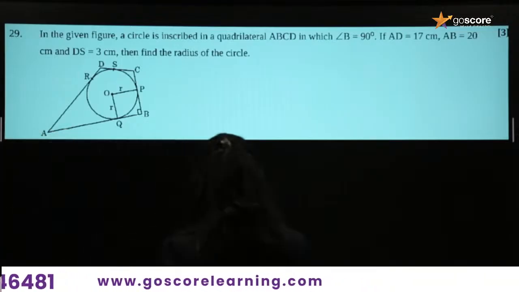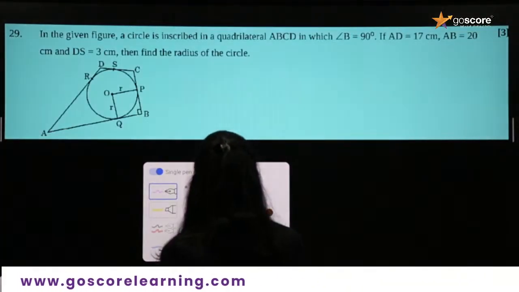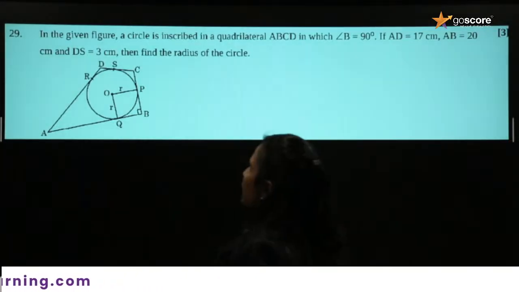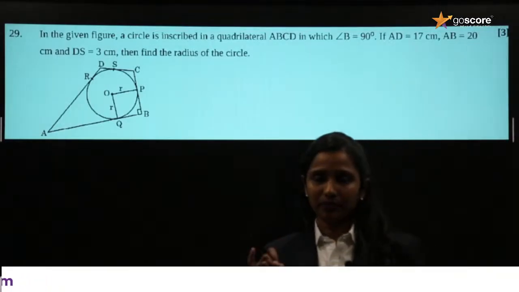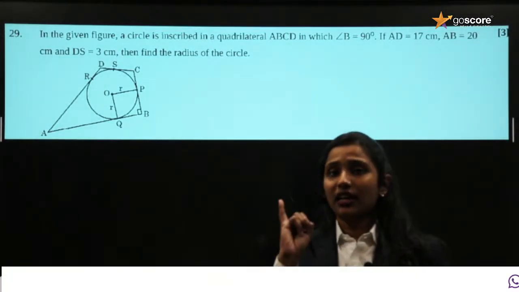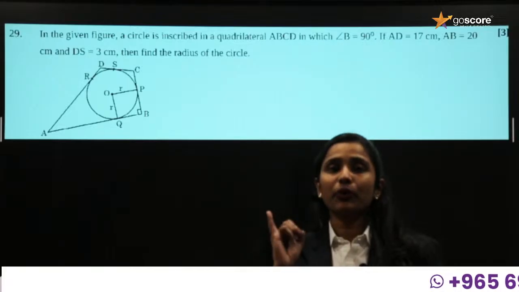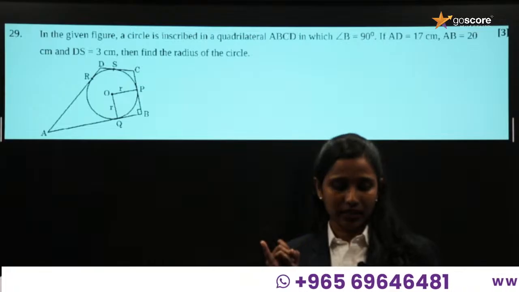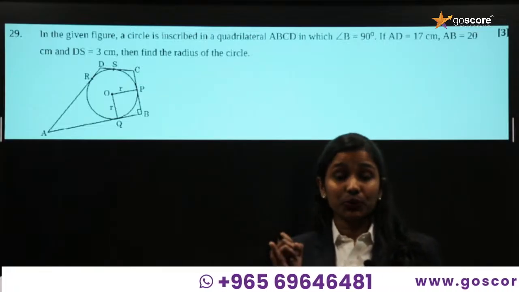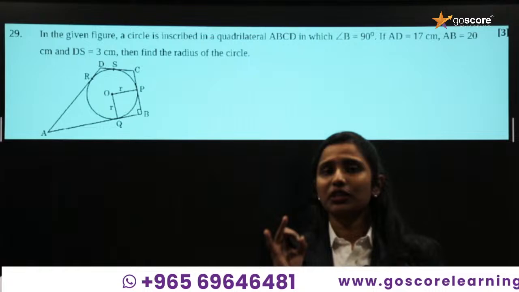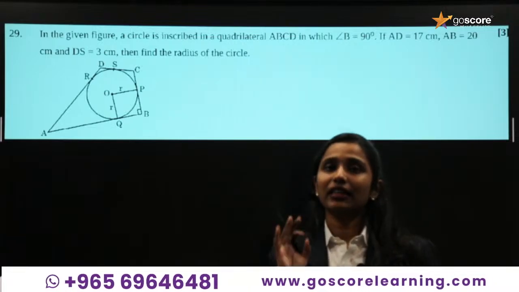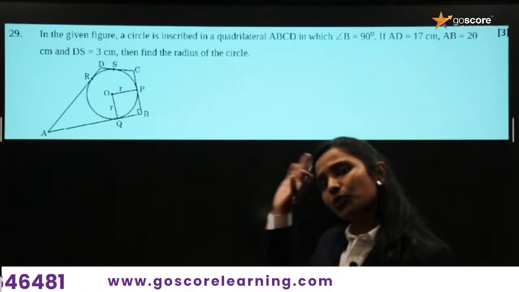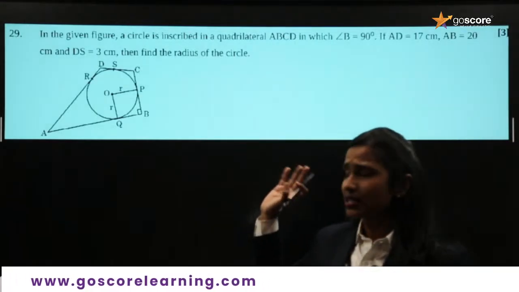Okay, so first, I'm going to take some obvious things. You need to remember one thing: the tangents from an external point to the circle are equal, right? That is our theorem 10.2, which is very, very important. Only two theorems you need to learn in the circles chapter, and both are very important. We are going to use both theorems in this question.